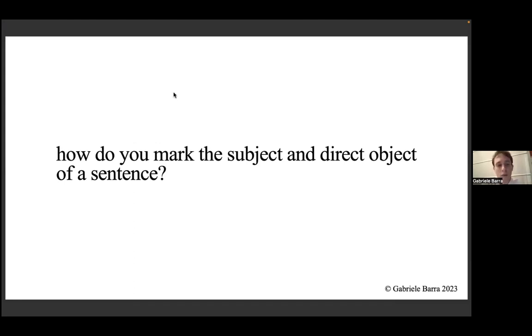So back to the topic. How do you mark the subject and the direct object of a sentence? We know that Sumerian is an SOV language. That means subject, object, verb. So the verb usually goes at the end, and what comes right before the verb is the object. That's how you distinguish between the object, the verb and the subject, by knowing the rough position in the sentence. But now we'll see how to determine with maximal accuracy what is the object, what is the verb, and what is the subject of the sentence.